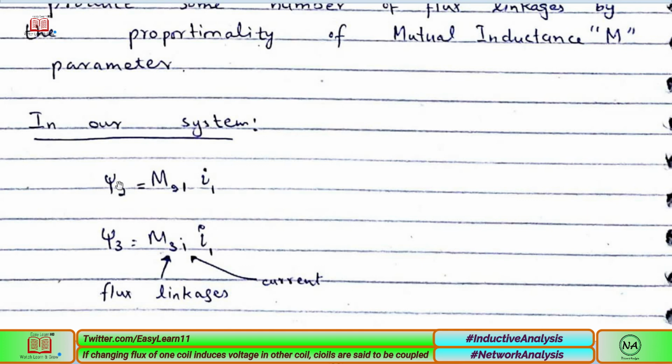In our system, for coil 2 the formula will be psi2 equals M21 times I1. What I am doing here, as I already discussed in the previous episodes, is that whenever we discuss mutual inductance, the subscripts are two in number.